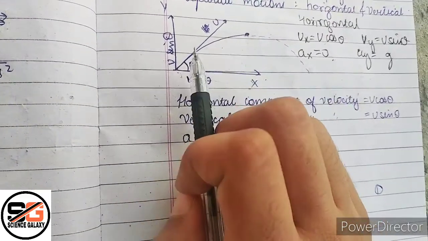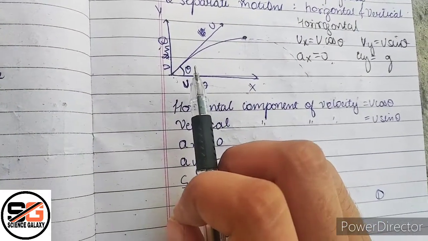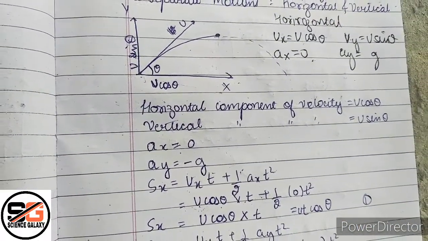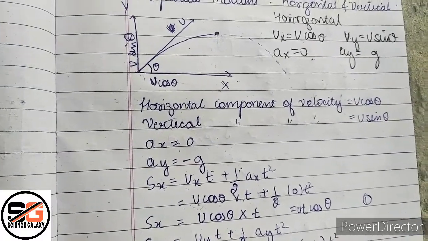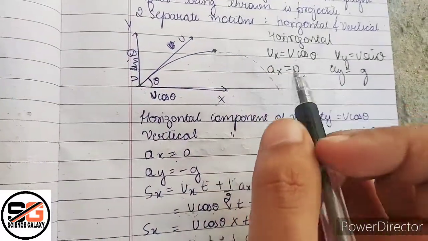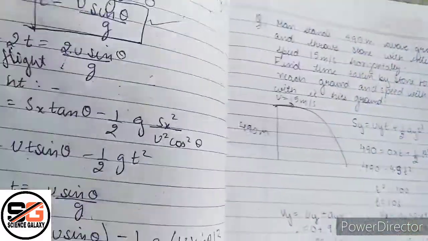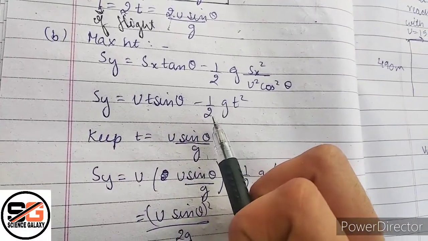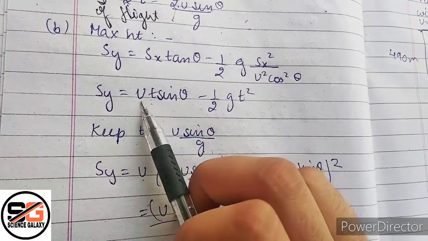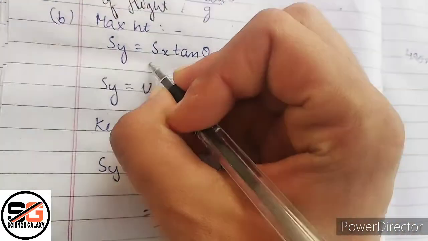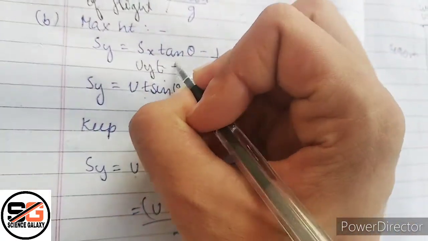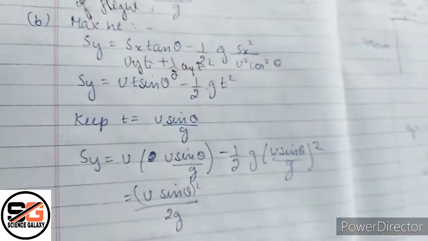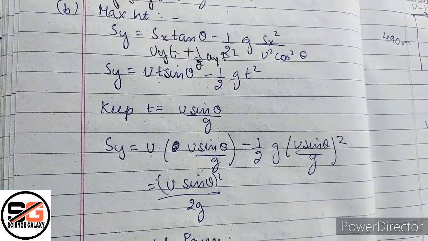During this, Vy is equal to uy plus ay into t, and Sy, where s is displacement, is equal to uy t plus half ay t square, but uy is equal to u sin theta, and ay is equal to minus g.